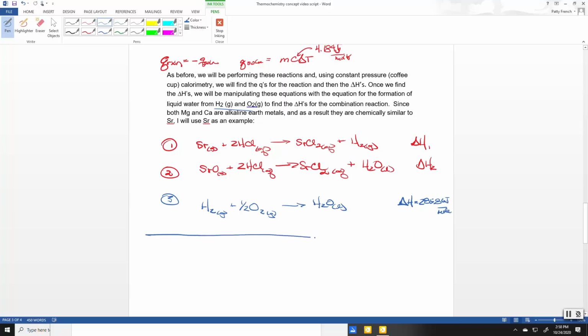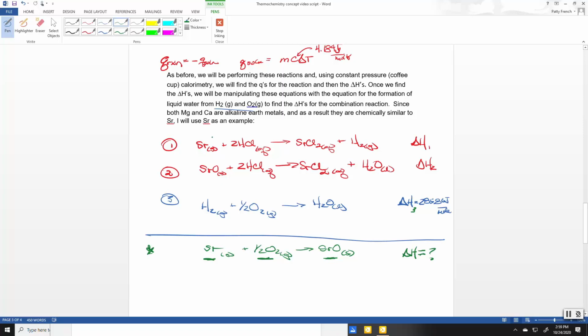Now, the target equation that we want to get is strontium, in my case, plus a half oxygen becomes strontium oxide. And we want the delta H for that. Okay? So how am I going to manipulate these equations to get the target? Well, again, I look for the step equation that has the reactants and the products for the target equation. So which of the steps has strontium as an element and a solid?